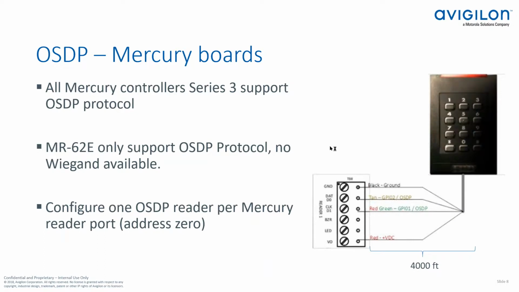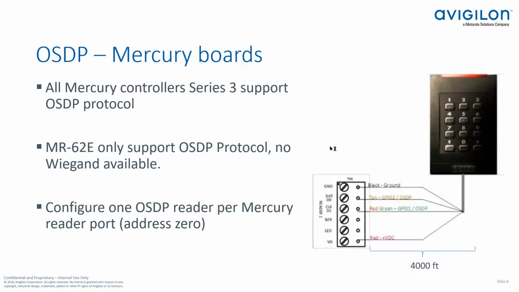Okay, so here is a little bit more information on OSDP. All Mercury controllers, Series 3, Series 2 as well, and the Series 3 boards, they all support OSDP. And you can use multiple readers per port. For example, with the MR62, you can do up to 4 readers per MR62. We'll cover that in just a little bit because there is a limitation. Well, let's talk about that right now.